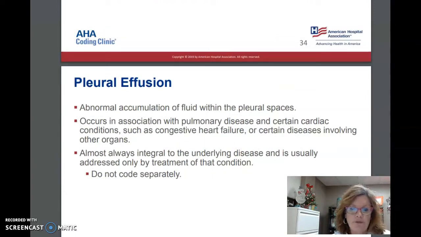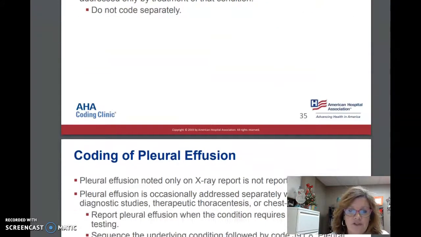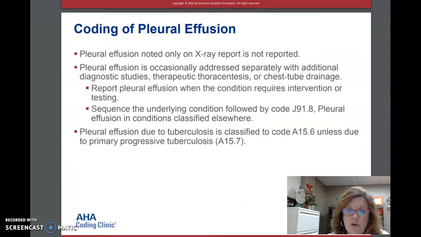Pleural effusion is an abnormal accumulation of fluid in the pleural spaces. It occurs with pulmonary disease, CHF. Here is something you really need to remember: it's almost always integral to the underlying disease and usually is addressed only by treatment of that condition. So what they're saying is you don't code it separately. If you have congestive heart failure and pleural effusion, you're only going to code the congestive heart failure. If it's noted on the x-ray report, it's not reported. The doctor has to make note.